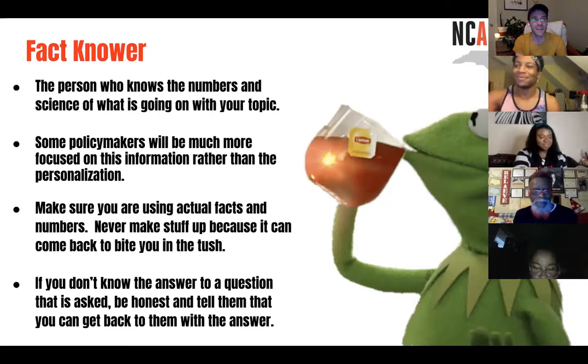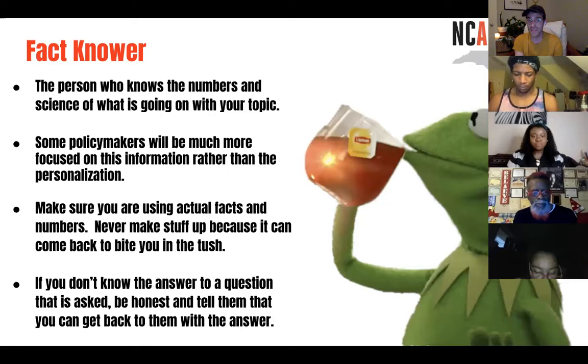So the next role is, I think, kind of works hand in hand with the storyteller, and that is our fact knower. So this is the person who's going to know all of the numbers and the science behind the topics that you're talking about, kind of the data-driven person who can follow behind the storyteller and insert some numbers. It's sad, but some policymakers are a lot more focused on the information and numbers than the personalization of our stories. Of course, your story is the most important part, because it's what makes it human. But the fact of the matter is there are some policymakers that are a little bit more cold and are a lot more focused on the numbers.